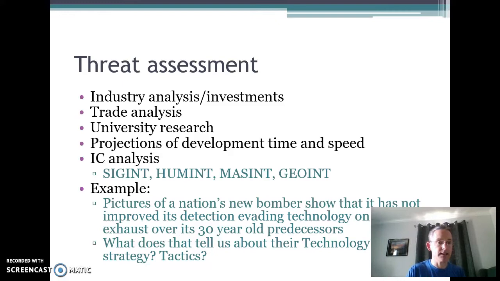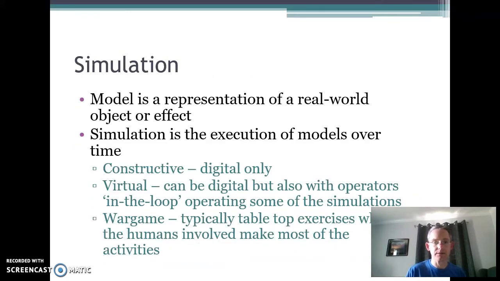Threat assessment, again, it's just take that modeling and feed it with what we've got from the IC analysis, in terms of SIGINT, MASINT, all that, and to understand kind of what are we looking at from the threat perspective and what do we know about their environment and what we have to deal with. Now we go to simulation.